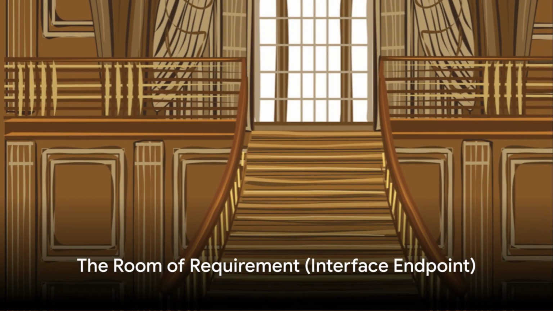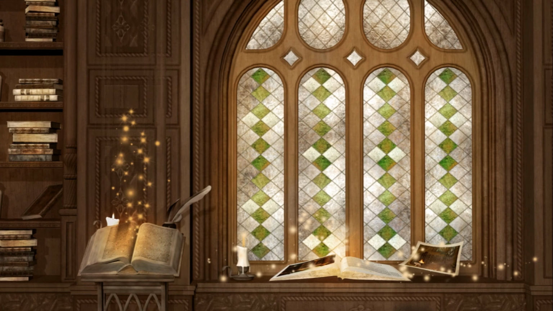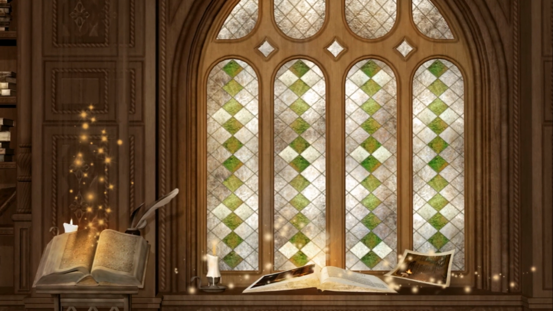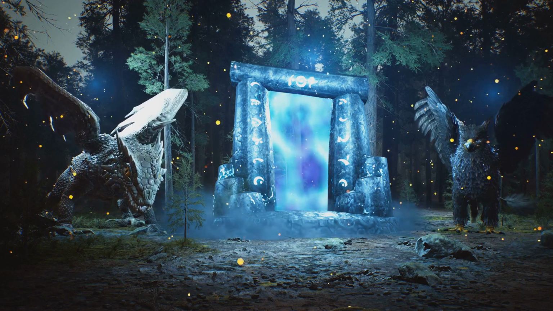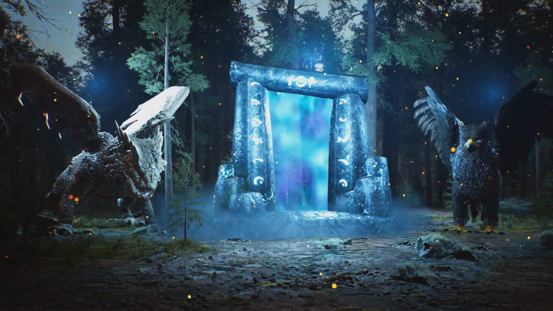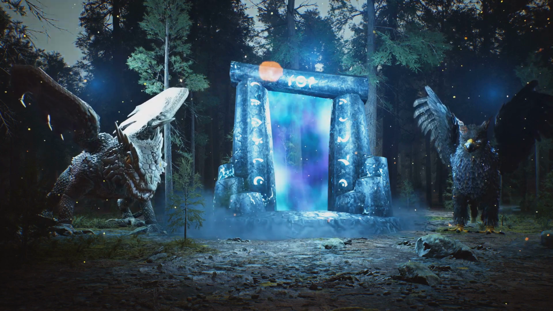Now, picture the Room of Requirement, our interface endpoint. This is a customizable room that appears when you truly need it. It allows you to create a magical doorway, much like an elastic network interface, ENI, to connect to any magical shop, or in our analogy, almost any AWS service.